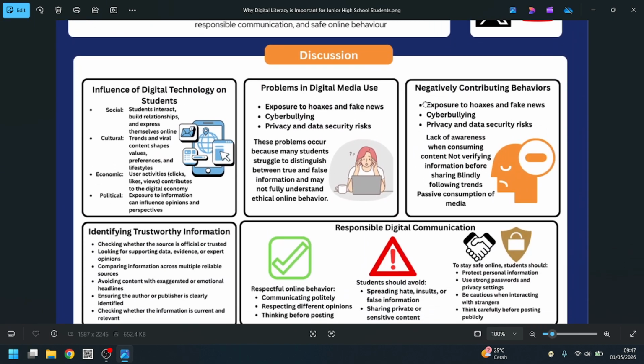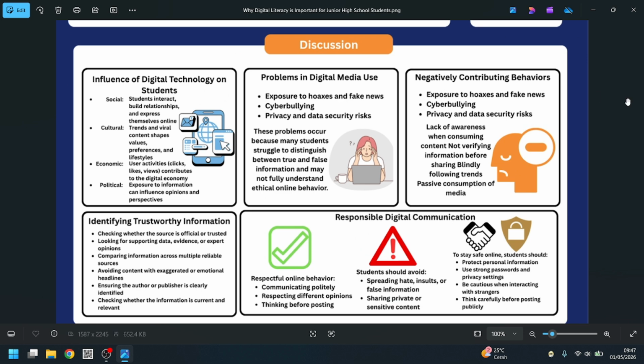Next up is the discussion part. I do believe that the influence of digital technology on students has multiple factors. I'm only mentioning four, but I'm sure there's more out there. For example, socially, students interact, build relationships, and express themselves online.